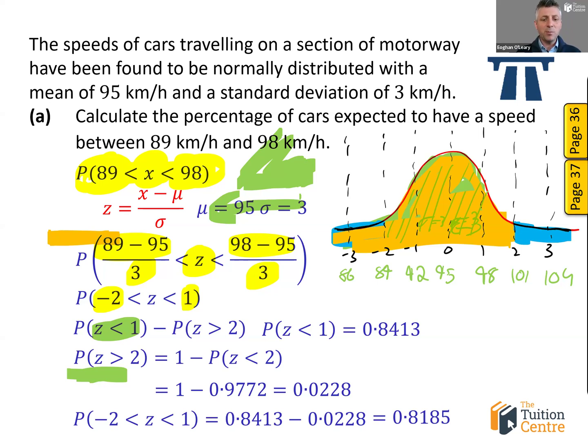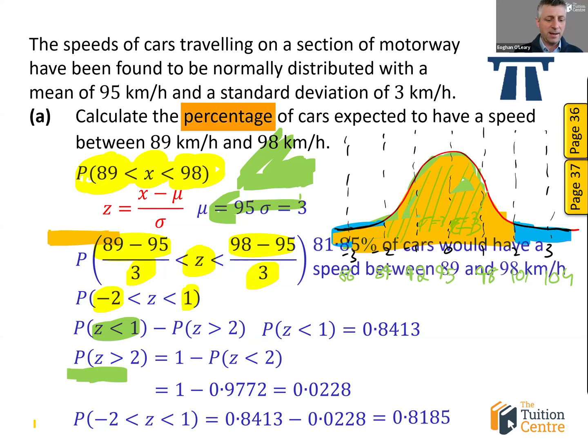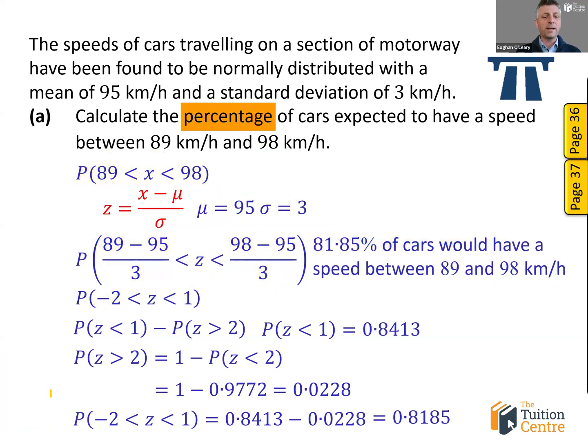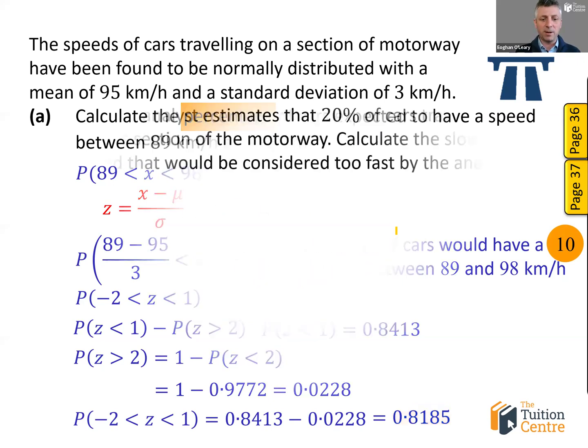But then I had to remember, I got to read the question. And the question said, calculate the percentage. So just to make sure you get full marks, you want to give the answer to the question that's asked. So the question that was asked was, find the percentage of cars expected to have a speed between 89 kilometers per hour and 98. And so the final answer is 81.5% of cars would have a speed between 89 and 98 kilometers per hour. Okay, so there you go. That's your first 10 marks.